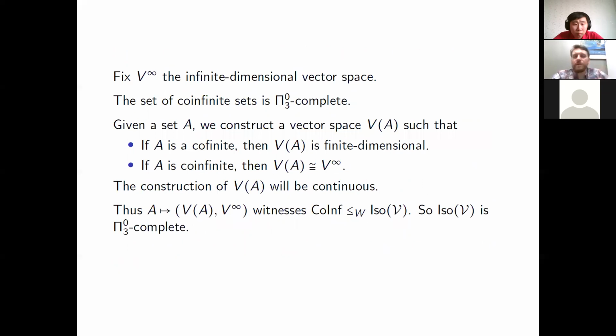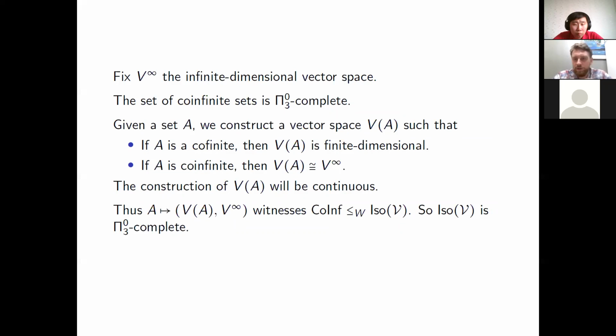And then to prove that it's complete, you have to do one of these reductions again. So the way you do reductions is you usually take something that you know is pi3 complete, in this case the set of co-infinite sets, and you come up with a continuous construction that transforms a set into a vector space. If the set is co-infinite, the vector space is finite dimensional. If the set is not co-infinite, then the vector space is infinite dimensional. And this gives a reduction. If you can tell whether a vector space is isomorphic to the infinite dimensional one, then you'd be able to tell whether a set is co-infinite or not. It's continuous, so this is a simple, concrete construction.